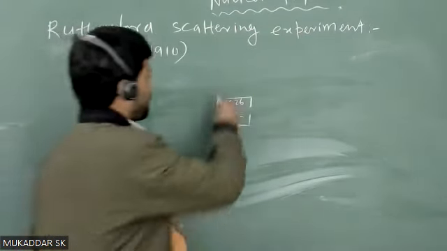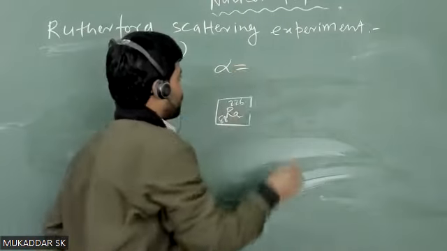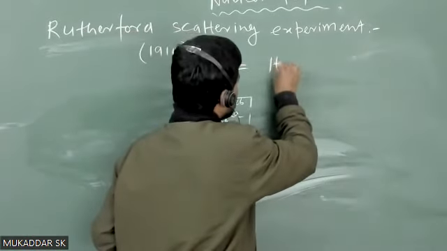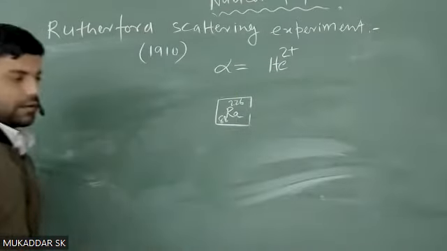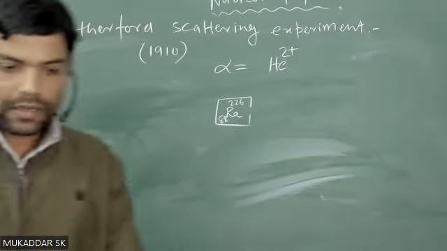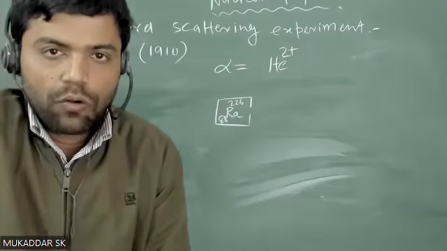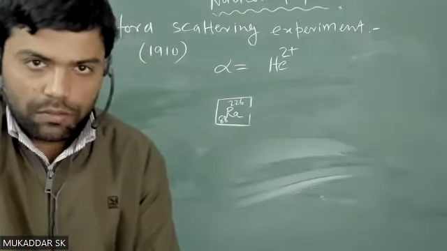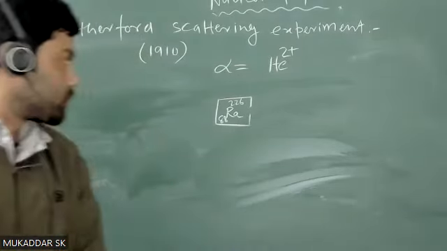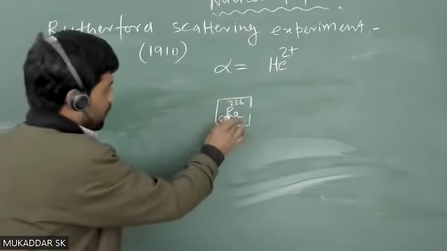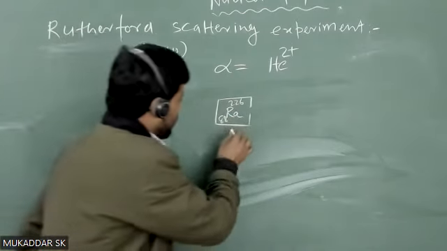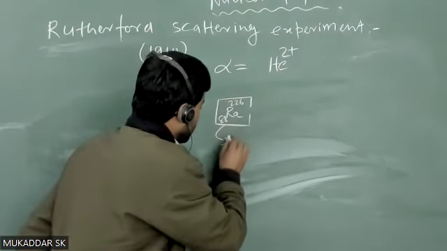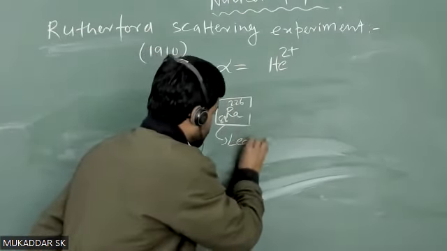You know what is alpha, right? What is alpha? Alpha is nothing but doubly ionized helium. It means alpha particle contains 2 protons, 2 neutrons, but there is no electron, right? So he has used this radioactive source or alpha emitter, and he kept this source in a lead box, inside lead box.